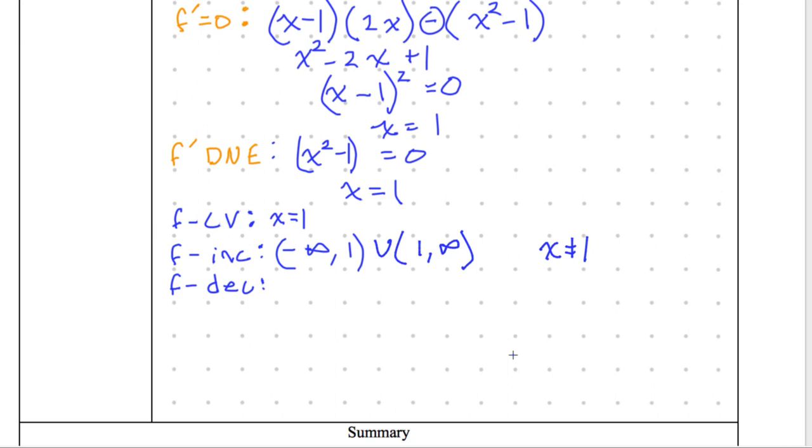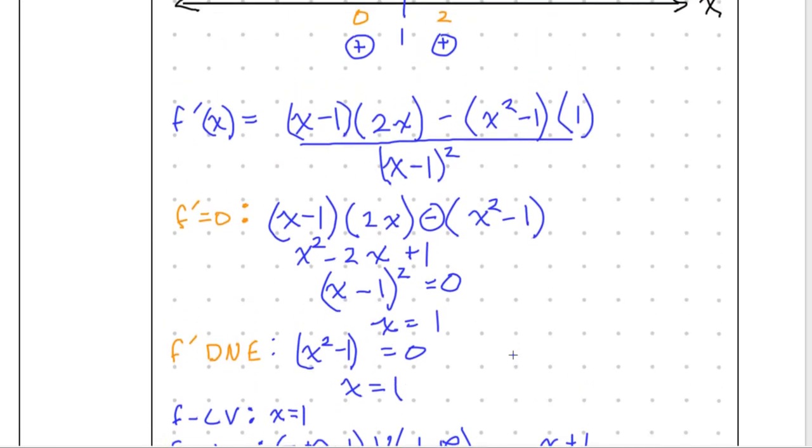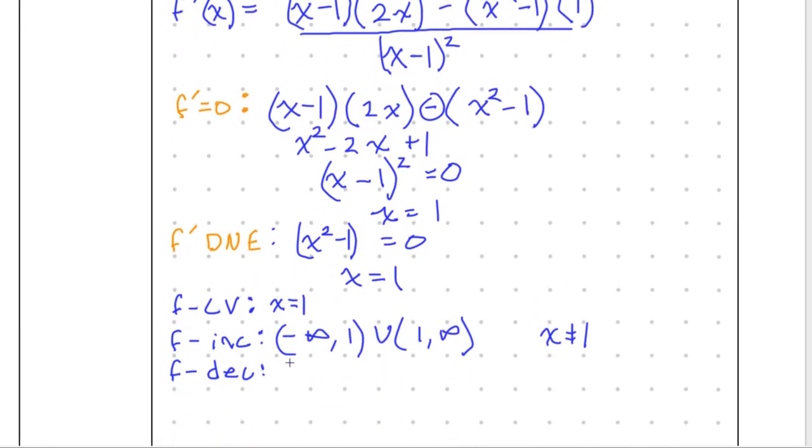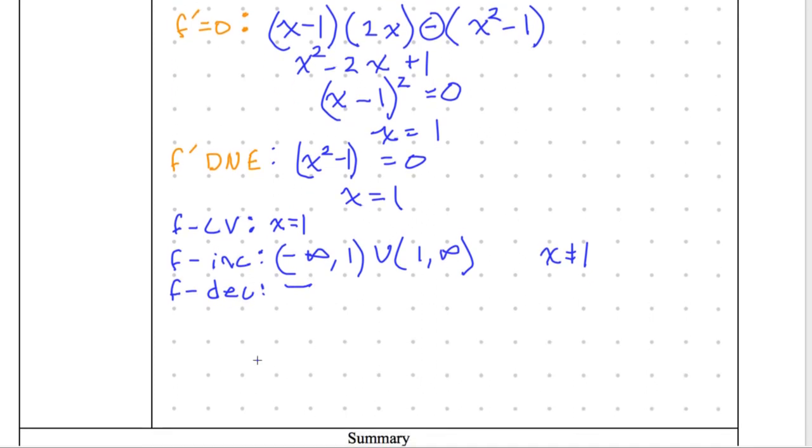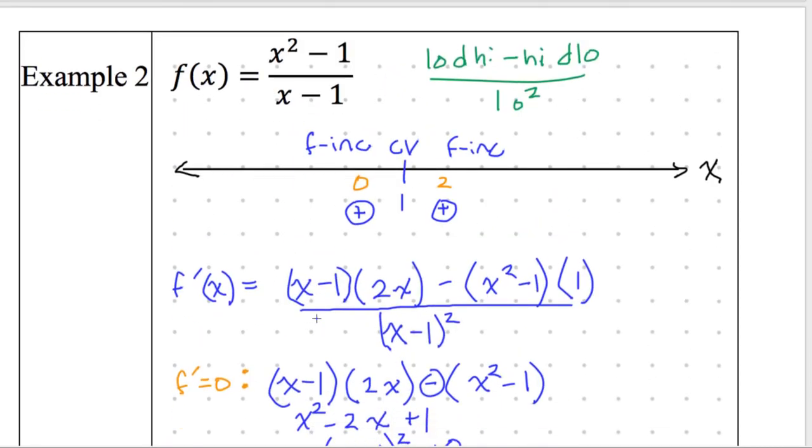F decreasing. What do I put for that? None. Yeah, none. Just do a line. All right. What are the next three things that I need to find, the new things from the notes today? The relative extrema and then the minimum and maximum for f, f min, f max. All right. What are those things? Where's the f relative extrema?